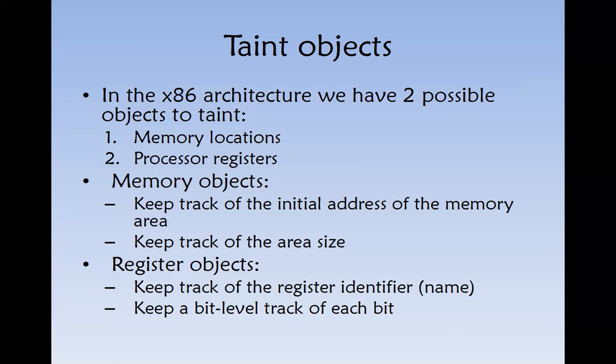For memory objects, you can even keep track of the initial memory address and the area size. You can group together the taint. So if you want to say that an entire integer object is tainted, you don't have to store one bit per byte. You can just say, I'm going to group together these 4 bytes and store only one bit. That's perfectly fine even at this level of granularity. And even for register objects, you can keep track of the register identifier and keep a bit level track for each register. So that is how you track taint at the level of objects.